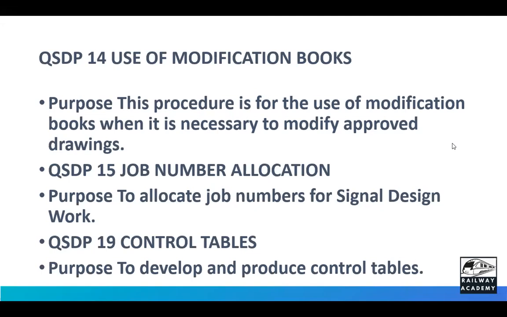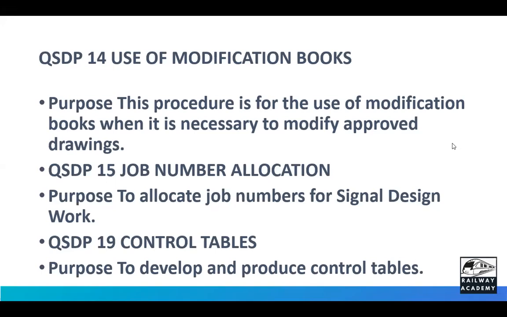The client, the Australian client who is giving you the work, will allot the job number as received by the document control. So every sheet should have the job number. Without a job number, that sheet is not valid. The purpose is to allocate a job number for signal design work. Then QSDP 19 tells about how to develop control tables.